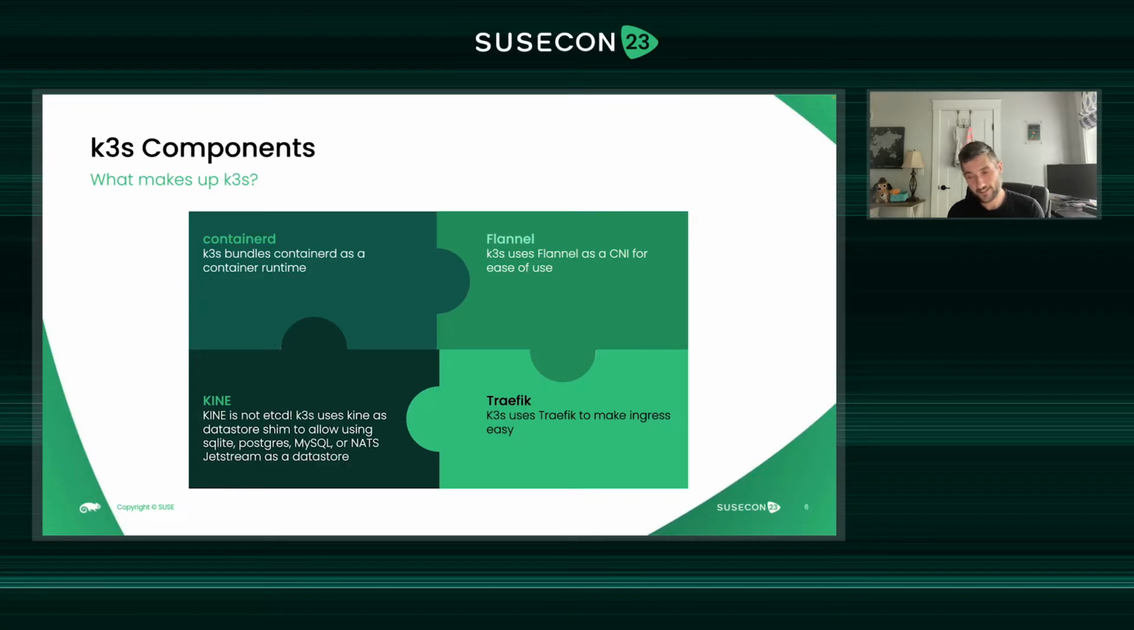Kine is not etcd. So that's one of the big differences between K3s and upstream Kubernetes or RKE2. K3s uses Kine, which is a project that we've developed here that acts as a data store shim to allow us to use SQLite as our default backend. We also have support for Postgres, MySQL, and NATS JetStream as a data store. You can use etcd, but Kine is the default and makes it a lot more self-contained. For Ingress, we use Traefik, which we're engaged with upstream as well, helping make sure that that is always the easiest way for us to go.